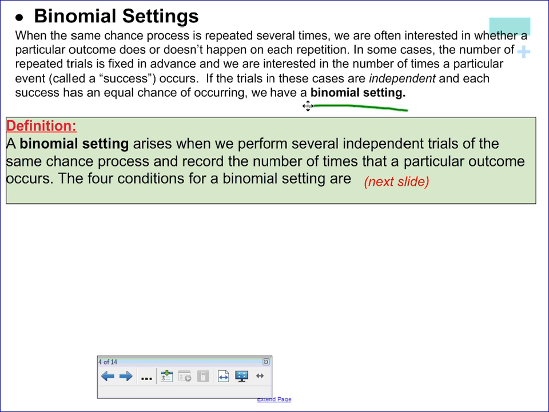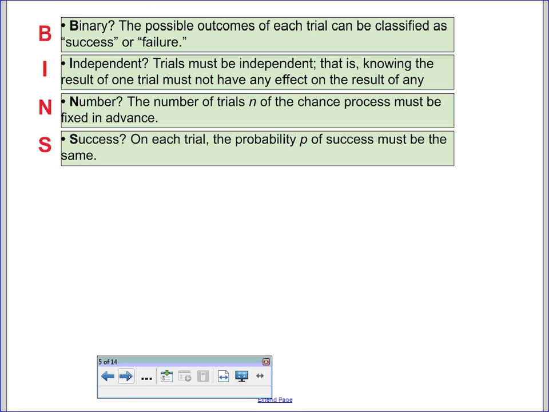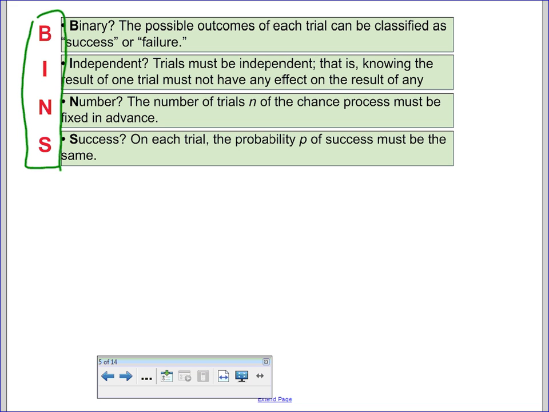There's basically 4 criteria that need to be met for a situation to be a binomial setting. You can pause this and write all this down. For the binomial setting, we use the acronym BINS. You've got to check the BINS. First, is it binary? Is it a yes or no question? Or in this case, success or failure? You'll notice success is in quotation marks because success just means yes or no. It doesn't necessarily mean good.